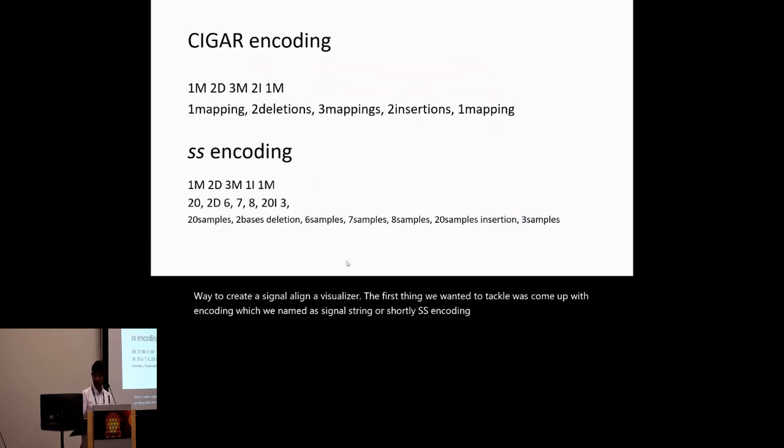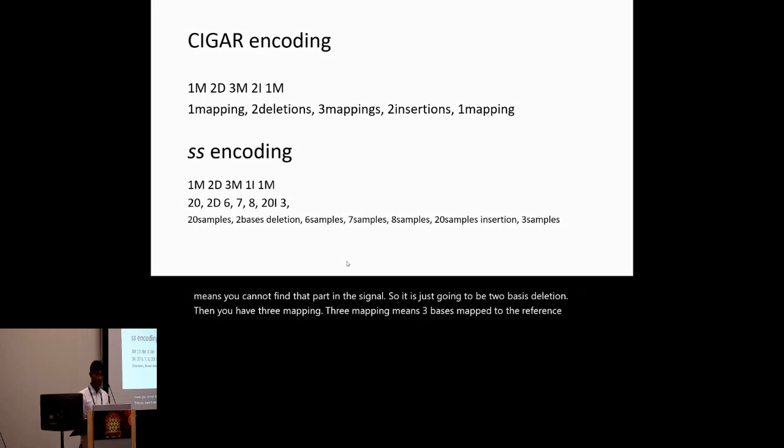What happens in SS encoding is it's actually again based on CIGAR encoding. For example, if we have a CIGAR encoding like one mapping, two deletions, three mappings, two insertions, and one mapping, the SS encoding, for example, can be as follows. One mapping means it's just a base. In the signal domain, what it means is there's a base that actually has 20 signal samples. And then we have two deletions. That means two deletions to the reference, so you cannot find that part in the signal. So it's just going to be two bases deletion. Then you have three mapping. Three mapping means three bases mapped to the reference.